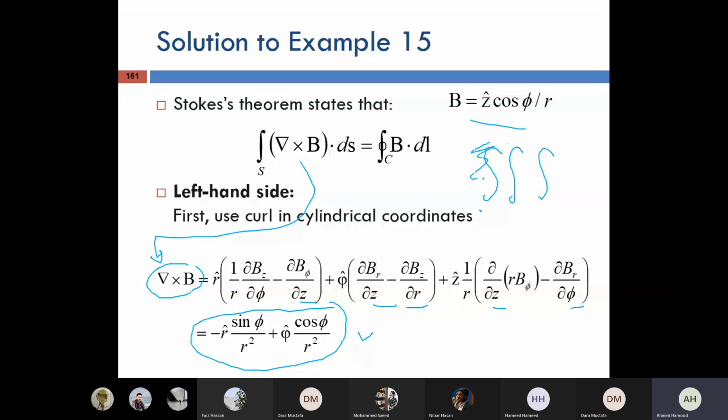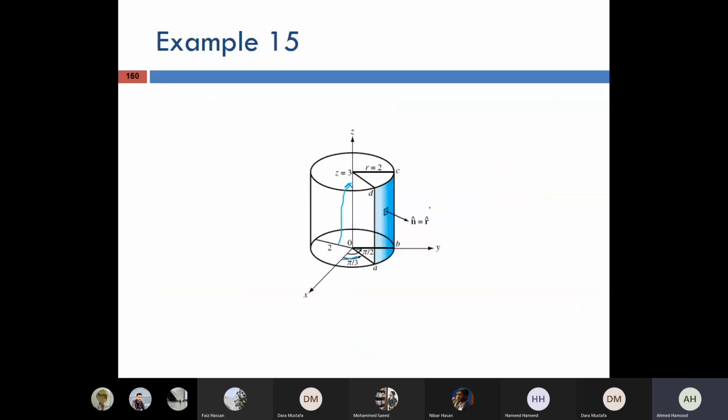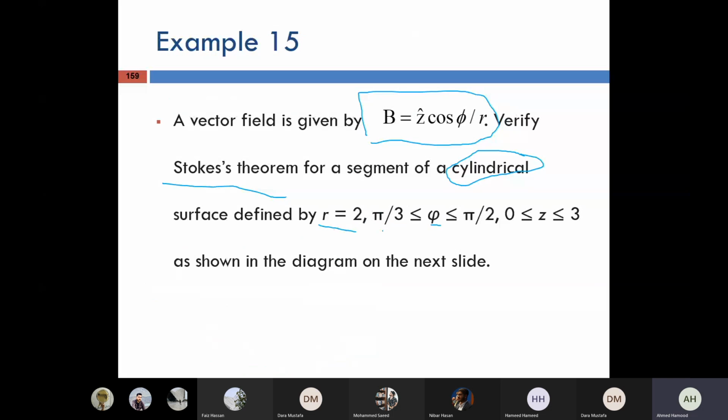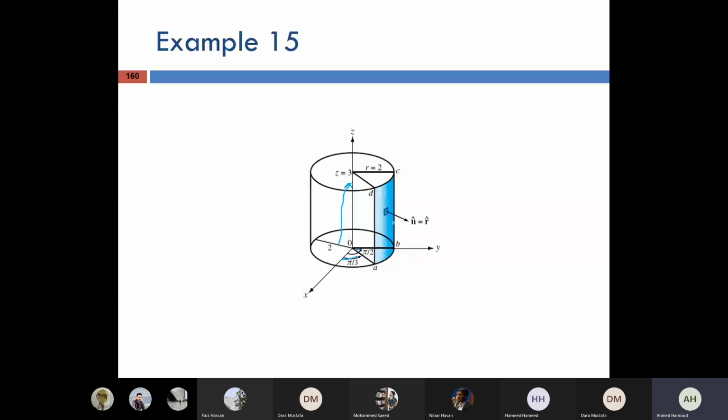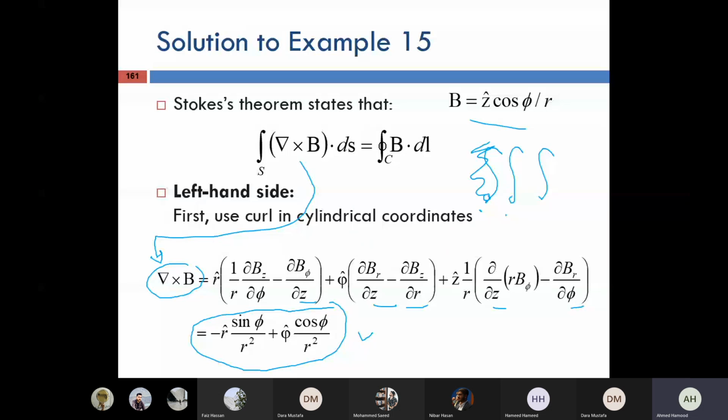So we have to use only z from 0 to 3, and for the angle, pi divided by 3. So we have here from 0 to 3 for z, and the second one, which is pi divided by 3 for phi, to pi divided by 2. Then where are the equations? These equations will be available here.